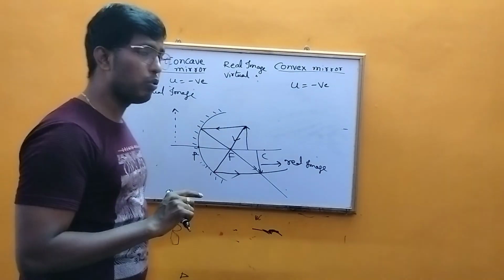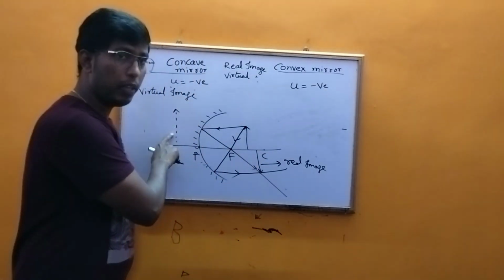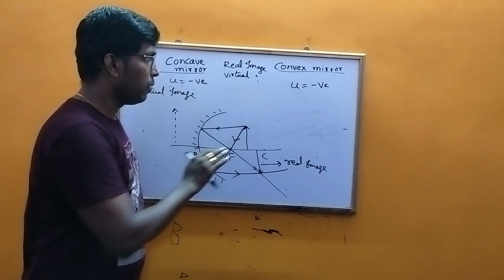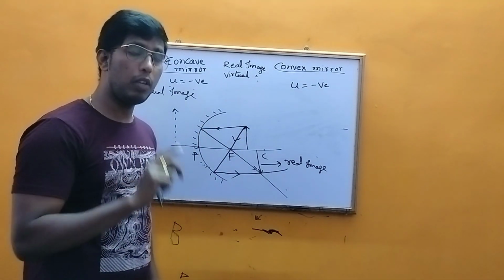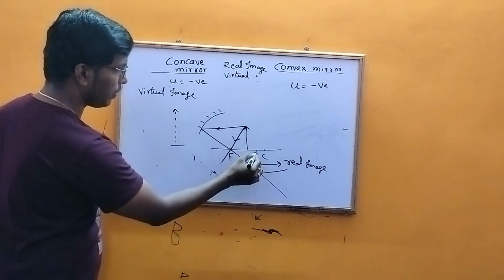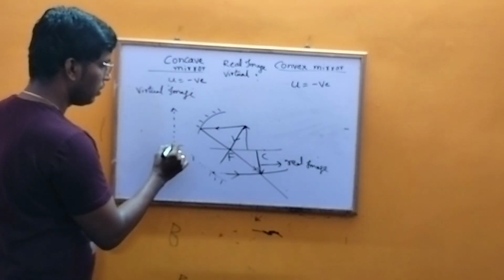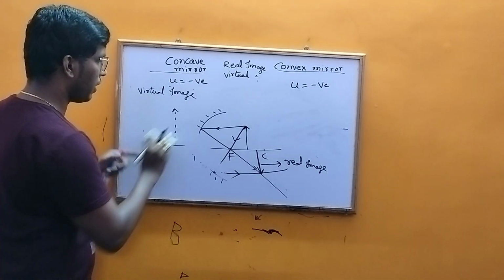One thing you should remember: a concave mirror forms both virtual and real images, but a convex mirror always forms only virtual images. You just observe that one image is towards the downward direction, another image is towards the upward direction.